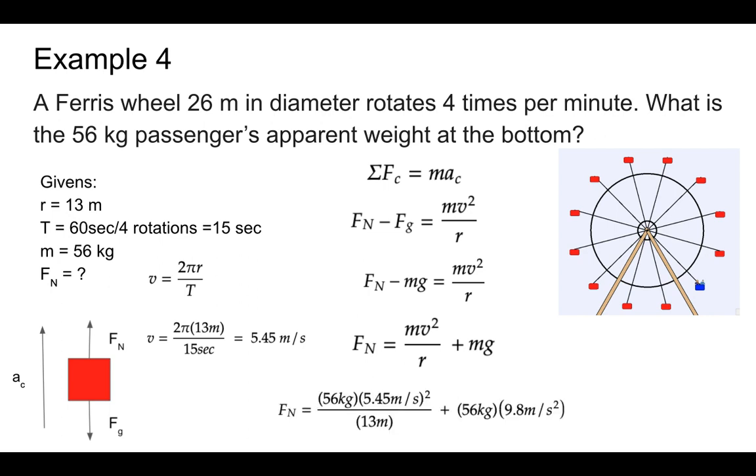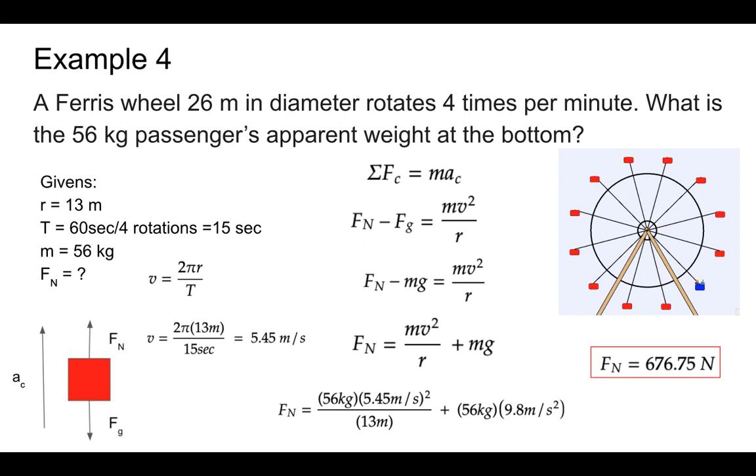So normal force is equal to the mass 56 kilograms times velocity squared 5.45 squared divided by the radius 13 meters, plus mass 56 kilograms times acceleration of gravity 9.8 meters per second squared. Plug this all into my calculator and I end up getting 676.75 newtons. So there's our answer there.